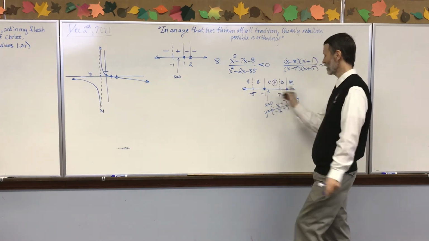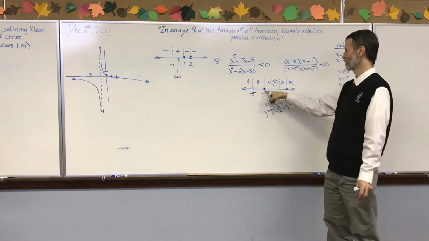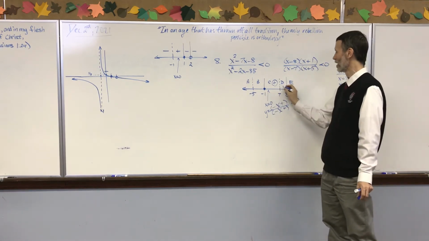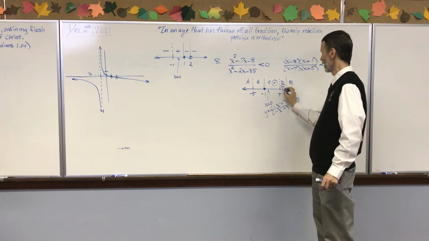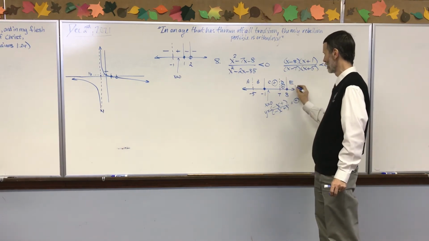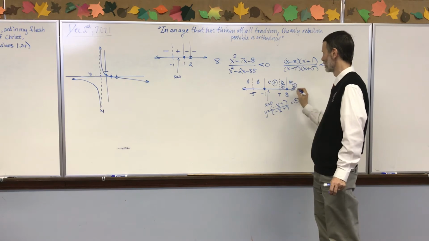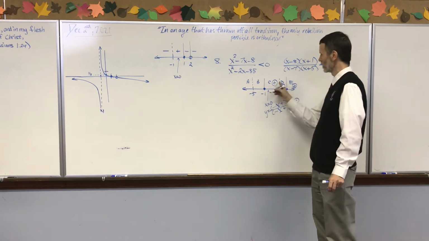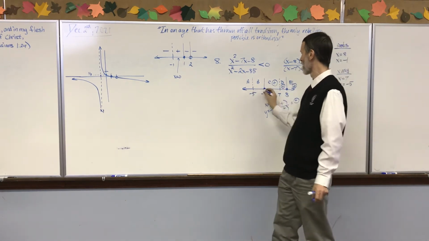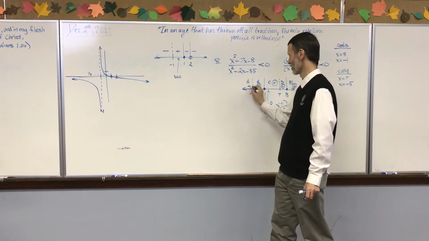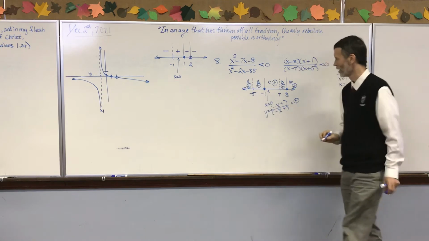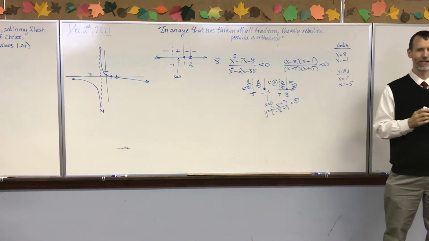Keep talking me through this. Single vertical asymptote, does it switch? Yes. So what's the sign here? Negative. And what's the sign here? Positive. How come? Because it's a single root. Now go backwards. What's this? Negative. And this? Positive, because it's a single vertical asymptote. Correct. Which regions are we interested in?